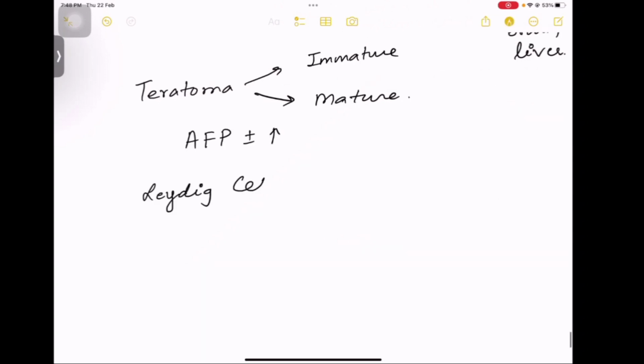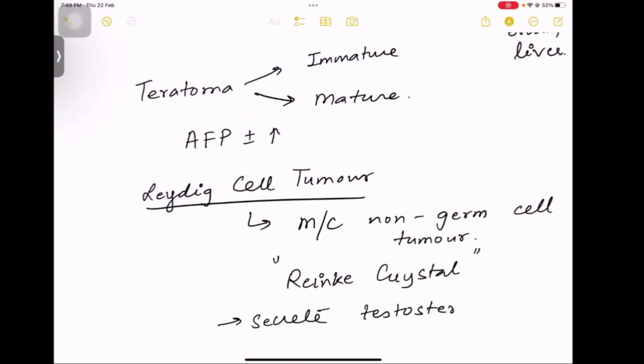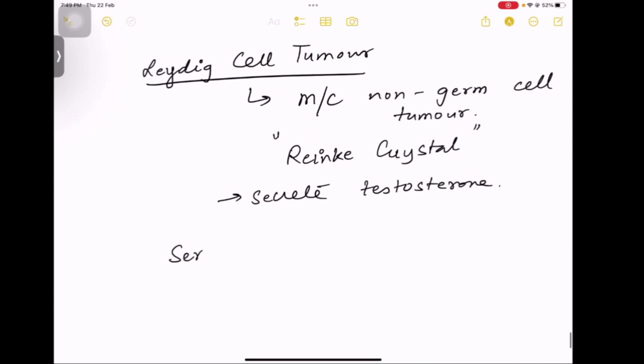Leydig cell carcinoma. This is the most common type of non-germ cell tumor. Okay. As seminoma is the commonest germ cell tumor, this is the most common non-germ cell tumor. और इसका characteristic feature होता है Reinke crystal. Reinke crystal. Now this Leydig cell will secrete testosterone, and that is the important point about it.